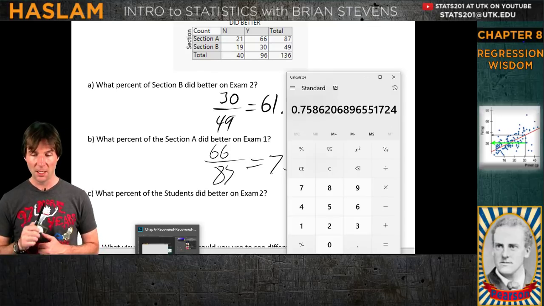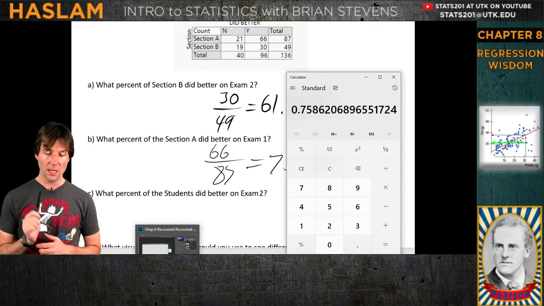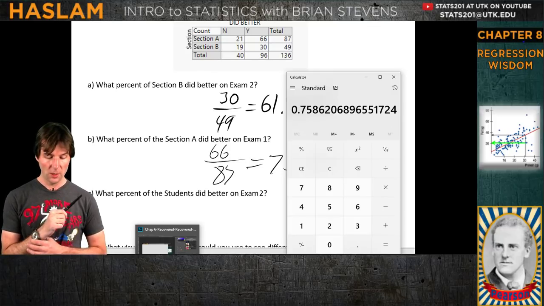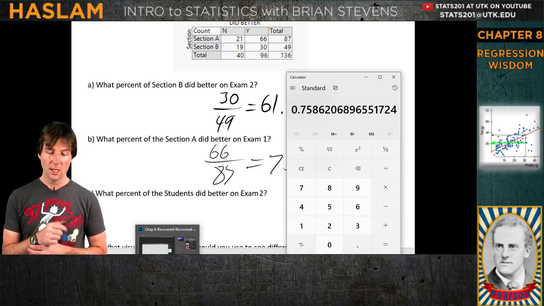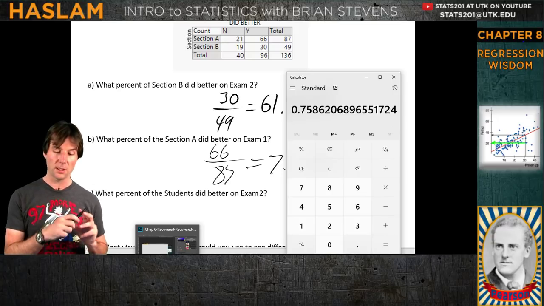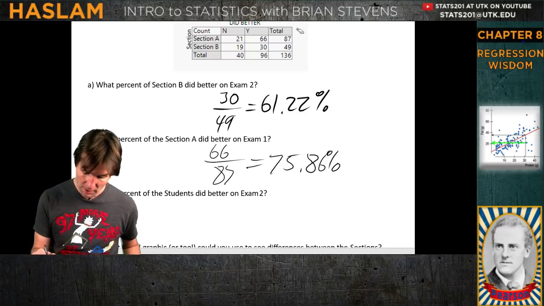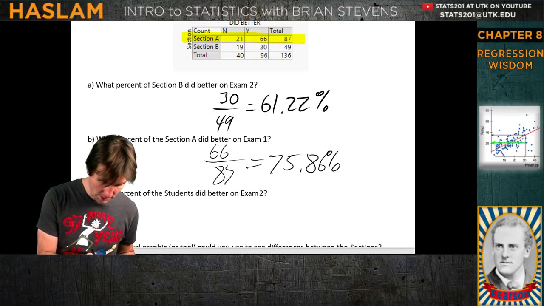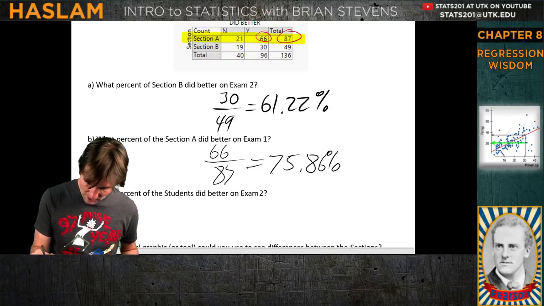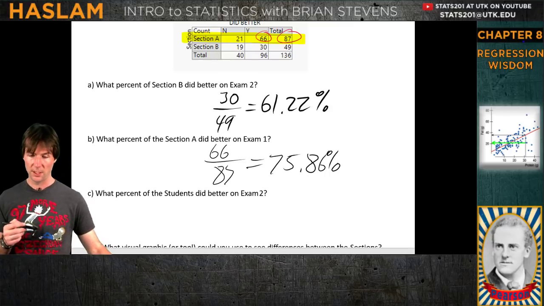Always feel free to tag me. The N means that they did not do better on exam 2. So we're looking for the students who had Y for section A. That means students in section A did better, and that's what I was calculating right here. I was saying if someone is in section A, they did better on exam 2. So that's 66 out of the 87 students who did better on exam 2.